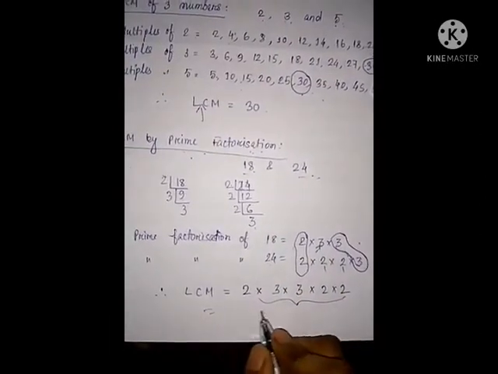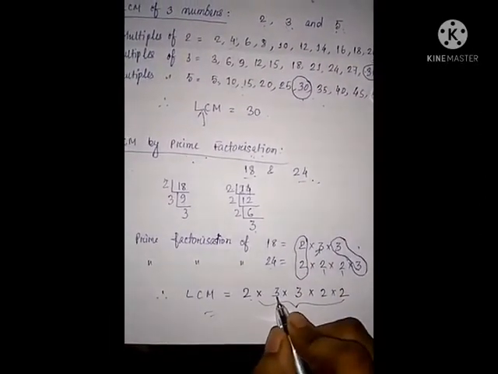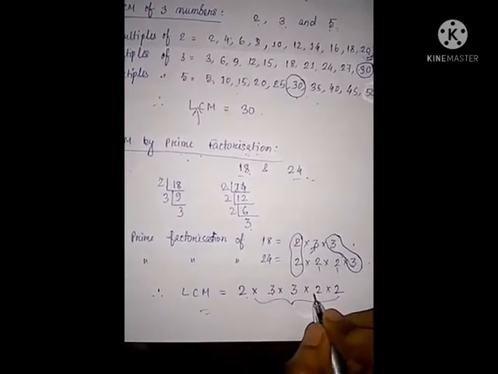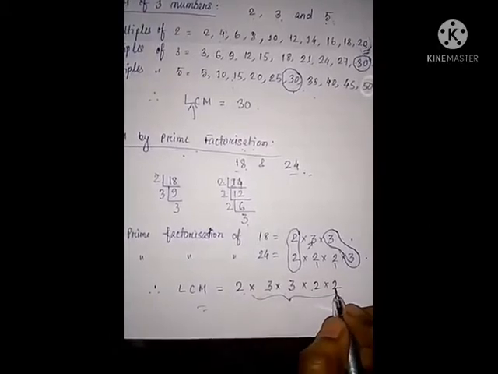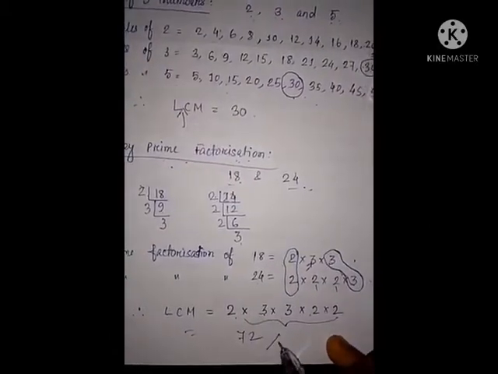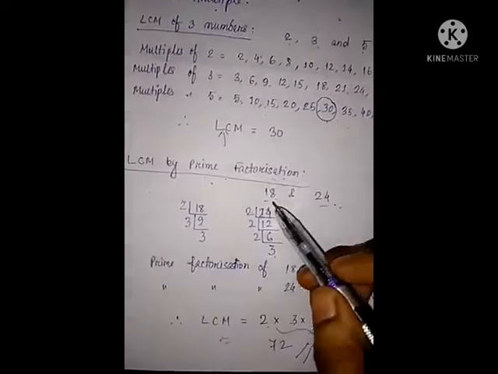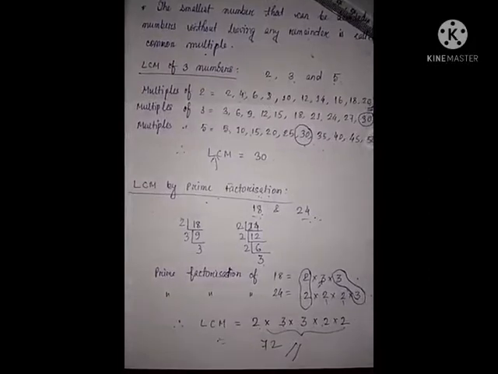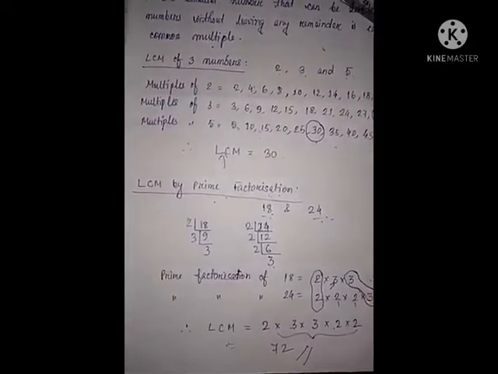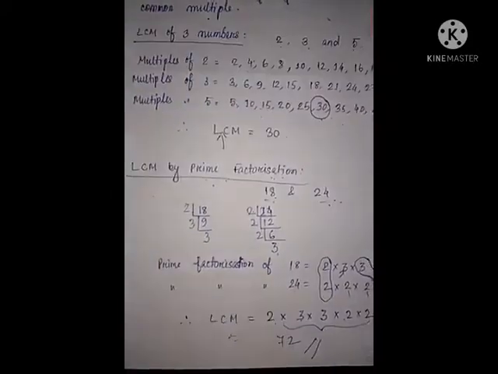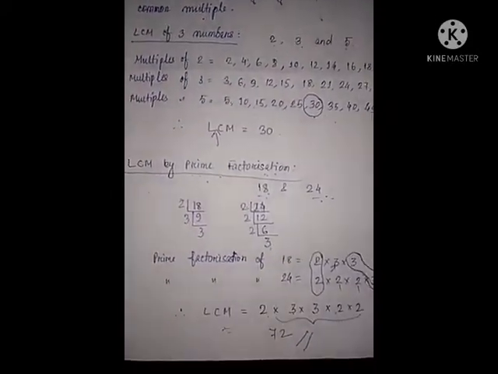See, 2 3s are 6, 6 3s are 18, 18 2s are 36, 36 2s are 72. Therefore 72 is the LCM of 18 and 24. Understand? So that is how we can use prime factorization to find the LCM of any given numbers. Understand, students?